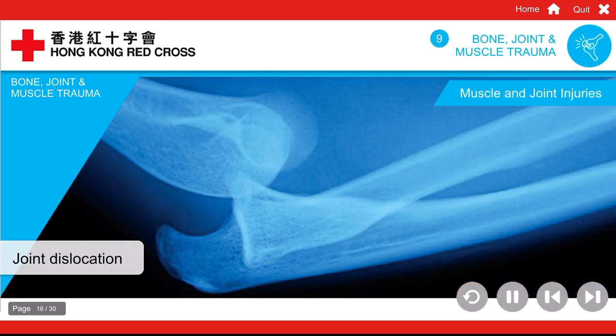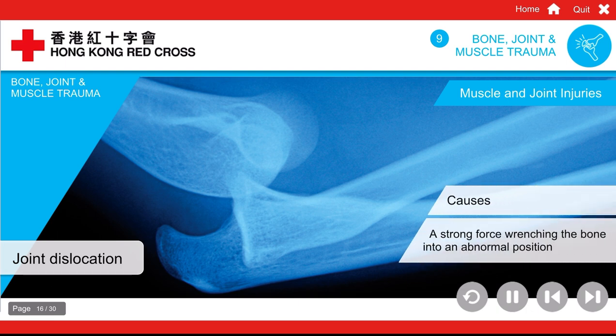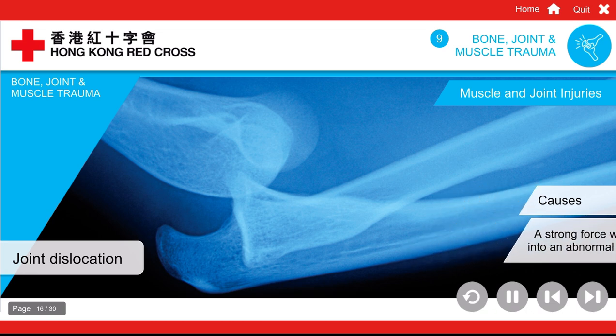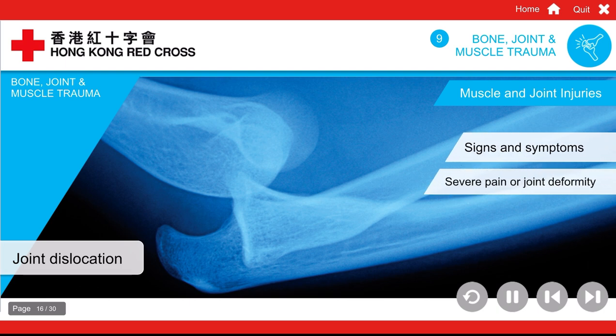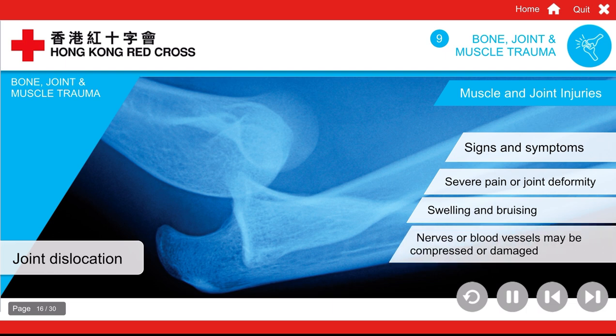Another common joint injury is joint dislocation. This is a joint injury in which the bones are partially or completely pulled out of their normal position. It commonly occurs after strenuous exercise or when a strong force wrenches the bone into an abnormal position. Signs and symptoms include deformity of the injured part, severe pain, disability of the injured part, swelling and bruising. If the extremities have numbness, paralysis, and become pulseless, the nerves or blood vessels may be compressed or damaged.